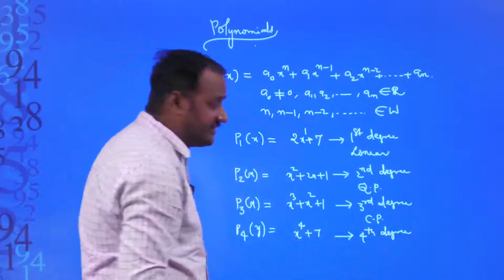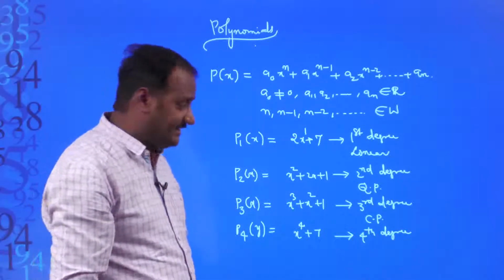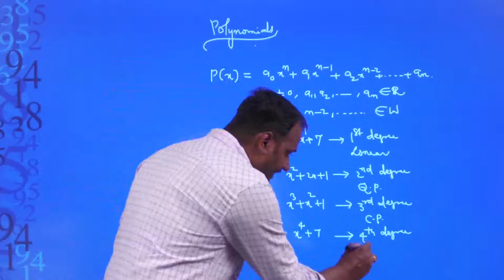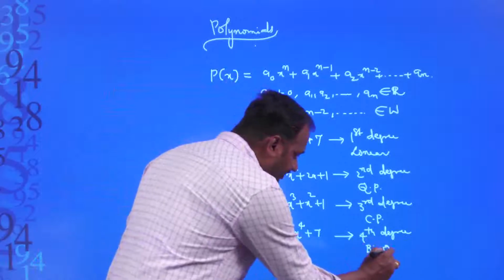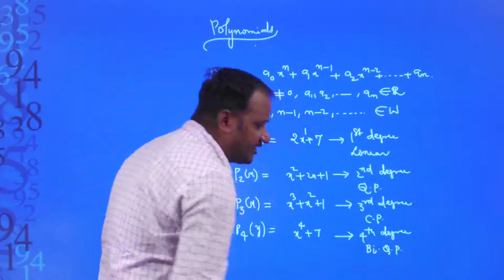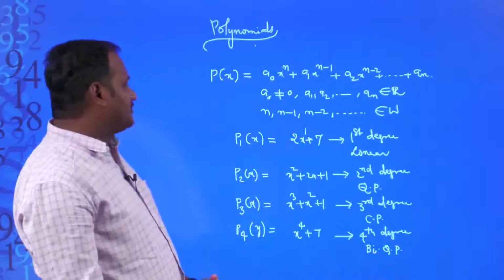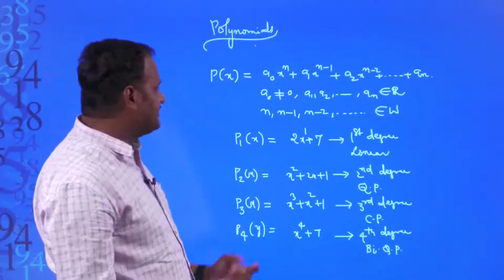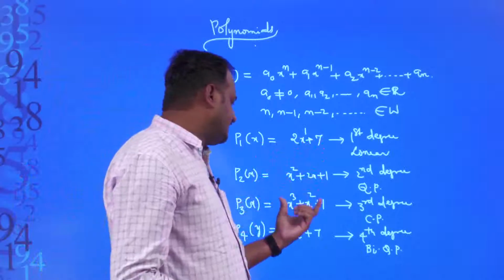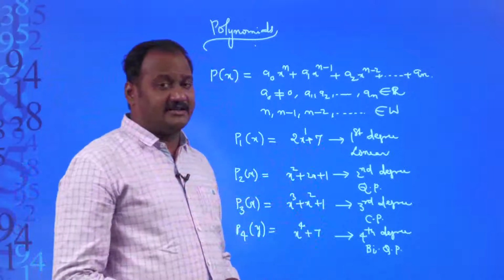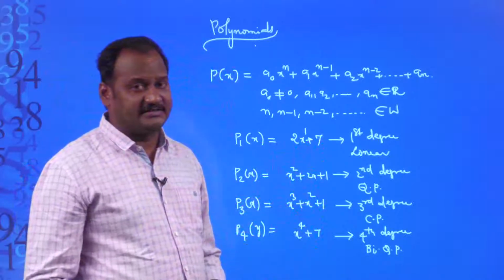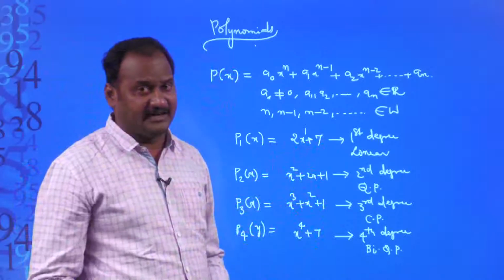Otherwise, is there any special name for this fourth degree polynomial? Yes, it is said to be biquadratic polynomial. Fourth degree polynomial or biquadratic polynomial. Now, I have a question for all these things. See, this is a first degree polynomial, second degree, third degree, fourth degree. Are those polynomials in standard form or not?